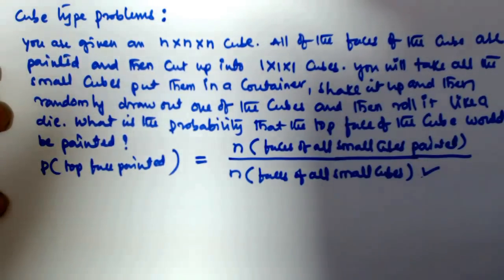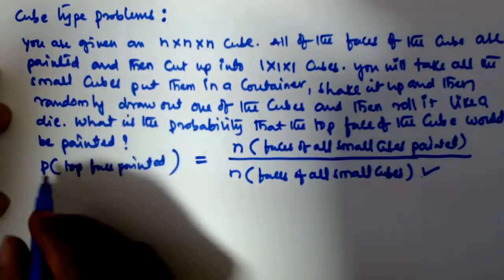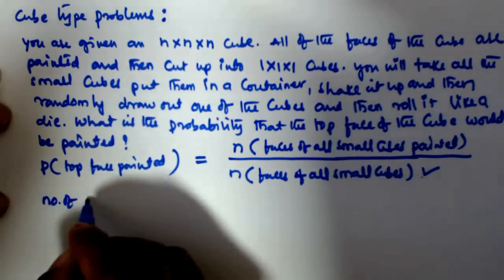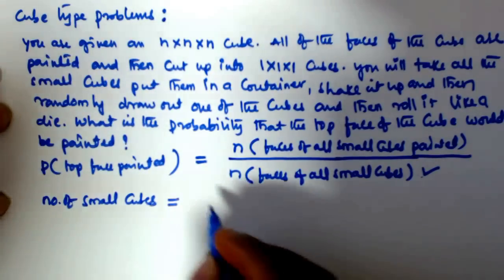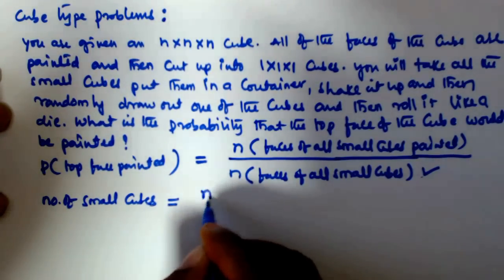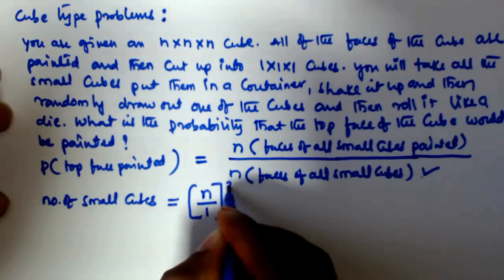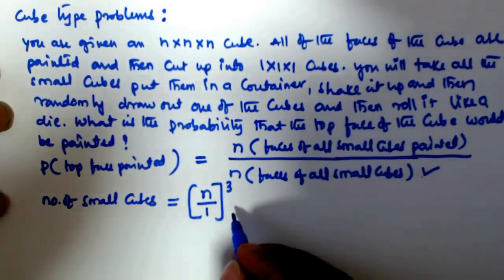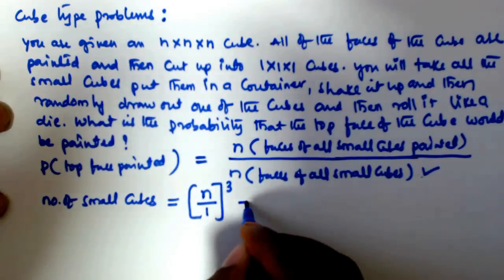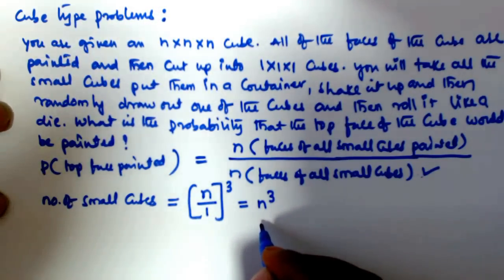So for that we need to find the number of small cubes. The number of small cubes is given by the length of the big cube divided by the length of the small cube, to the power of 3. So this one will give the number of small cubes. If you do not understand this, please watch all my previous videos on cubes. Okay, so this is going to be n cube. So this will give the total number of small cubes.